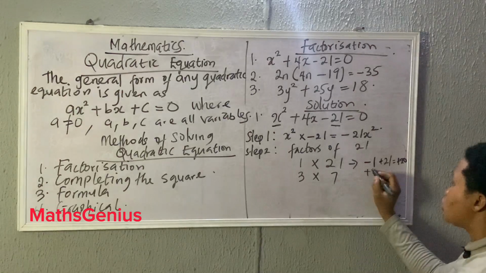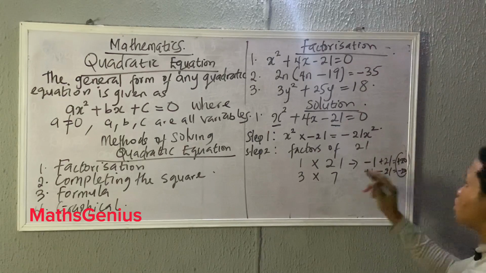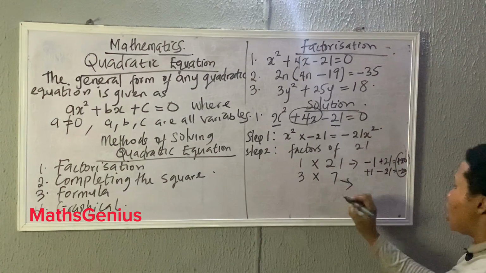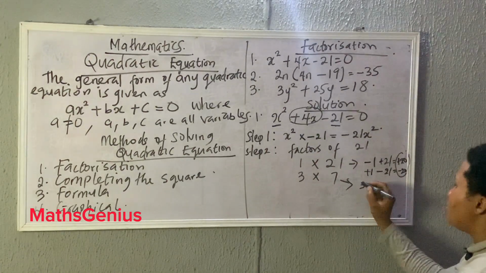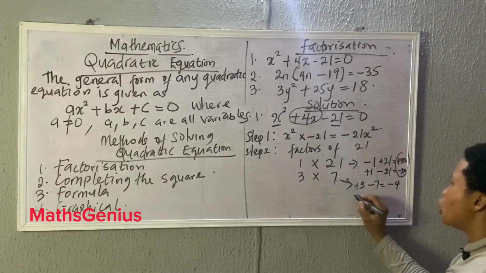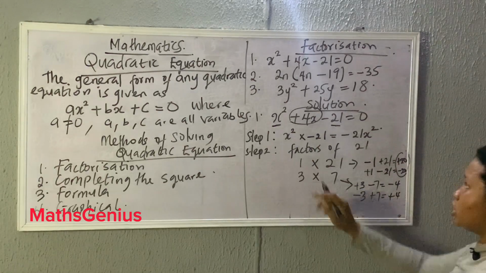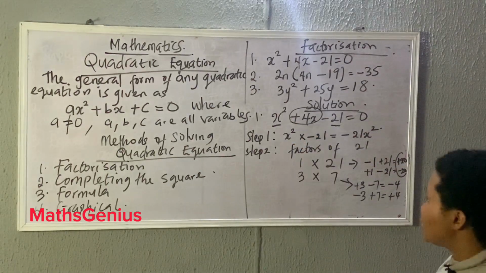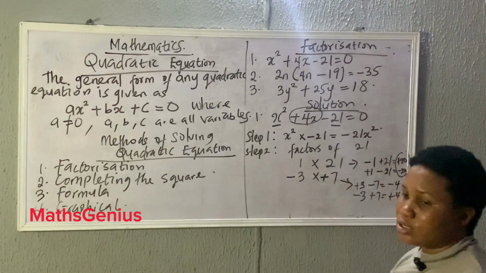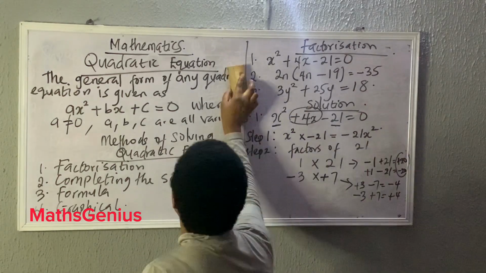If I also say plus 1 minus 21, that will give us minus 20, which is not what we need for this. So let's try the second value. We have 3 plus 3 minus 7, that will give us minus 4. And also minus 3 plus 7, that will give us plus 4. Since we have plus 4 here, that means minus 3 plus 7 is our best factor to use to solve this question.